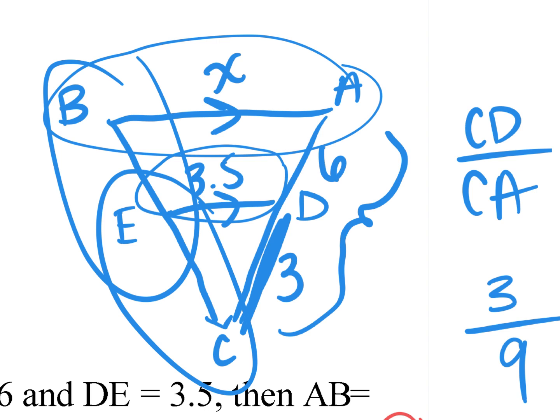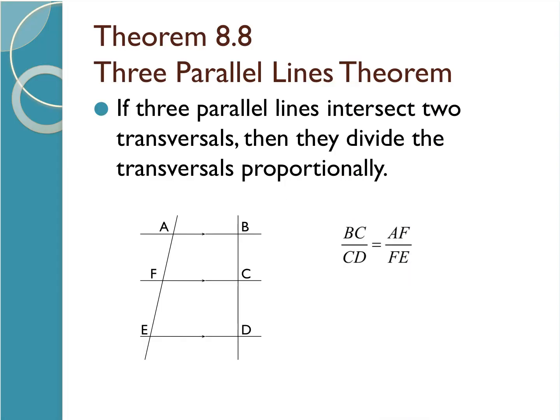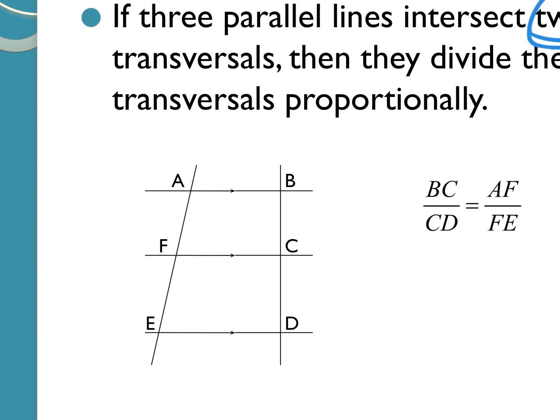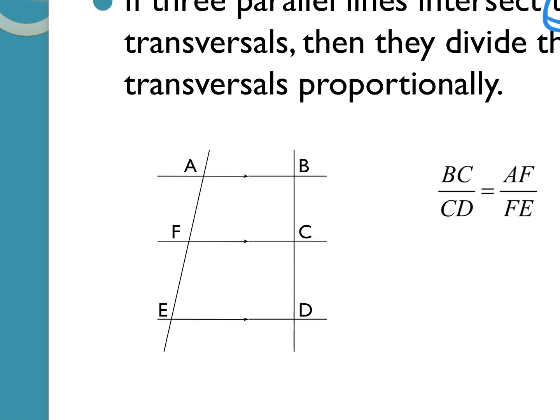Okay. All right. The next theorem that we're learning is the 3 parallel lines theorem. Okay? Yes? You didn't understand what I just said? Okay, let me go. Now, in this one, as long as 3 lines are parallel and they're cut by 2 transversals, okay? There has to be 2 transversals. It divides it proportionally, okay? So we're going to do the exact same thing here. This top part will be my numerator. This bottom part will be my denominator.